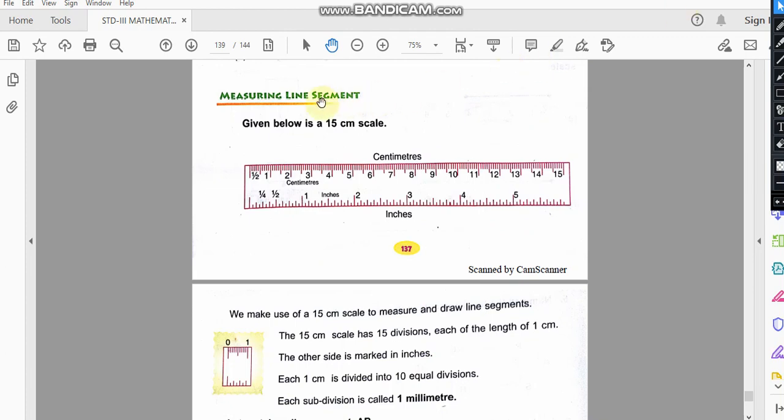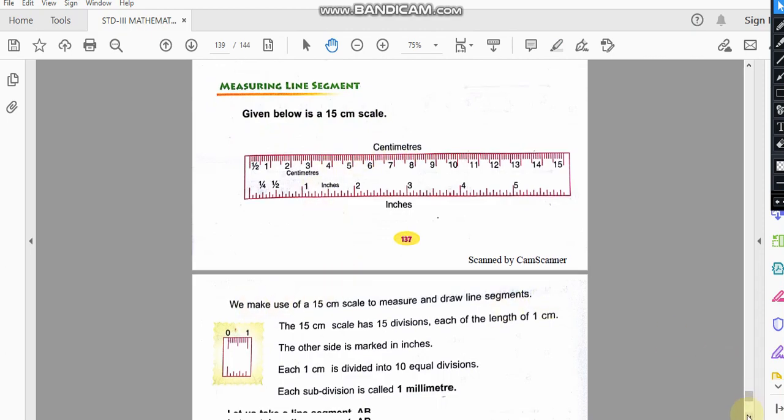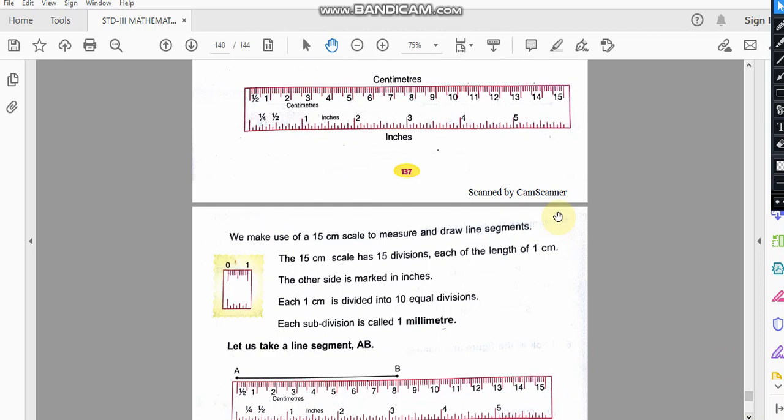So just now we have read that a line segment has a definite length. So our next topic is measuring line segment. Given below is a 15 centimeter scale. One side is marked centimeters and other side inches. We make use of 15 centimeter scale to measure and draw line segments. The 15 centimeter scale has 15 divisions, each of the length of 1 centimeter. The other side is marked in inches.